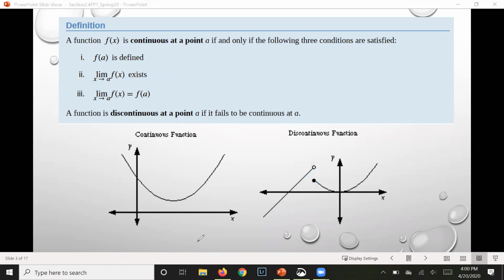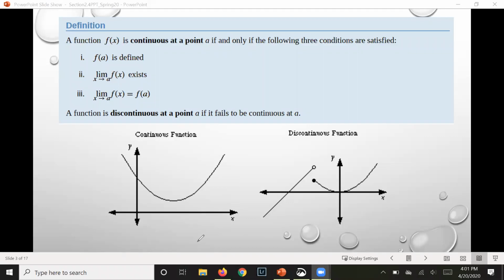You'll notice that in both of these cases, we're talking about these functions being continuous or discontinuous at a point, not just as functions. Often when you hear something referred to as a continuous function, it means it's a function that is continuous at every point in its domain. So that's just a term you may see.